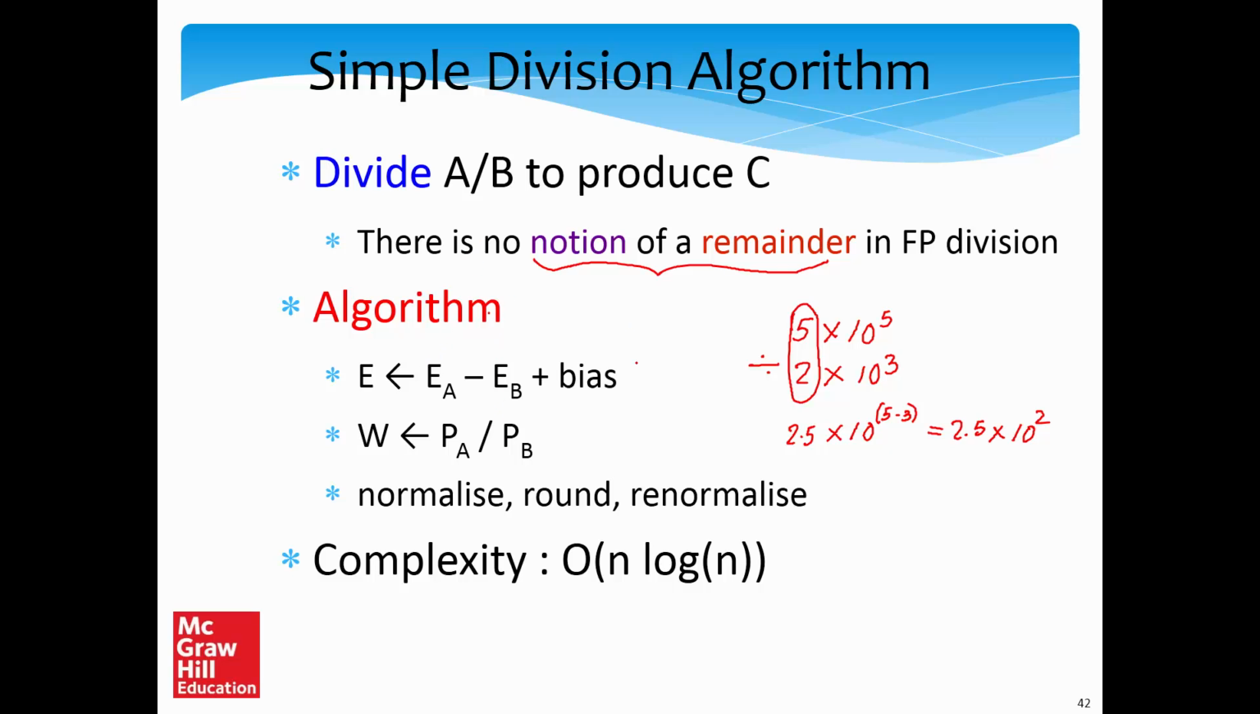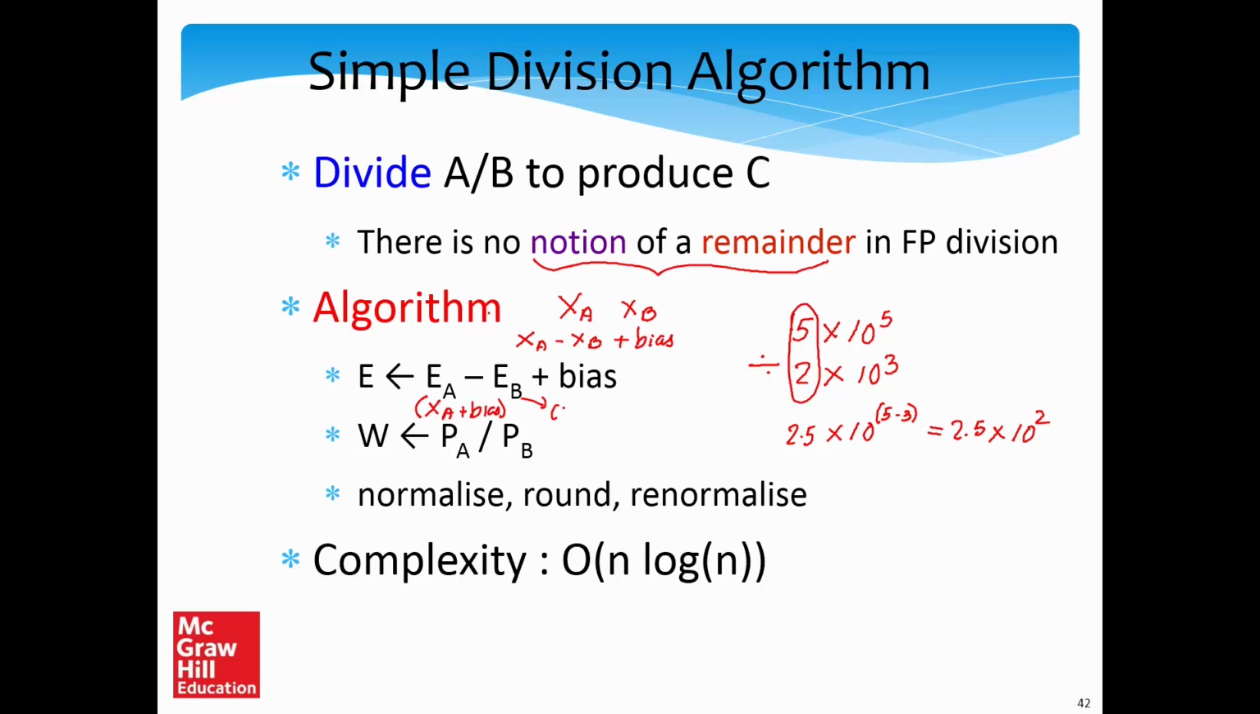So let's first take a look at subtracting the exponents. Let xa and xb be the real exponents. They are represented in their biased form. If we are dividing a by b, we need to compute xa minus xb. Since they are stored in the biased form, they will be stored as xa minus xb plus bias. Recall that EA is XA plus bias.